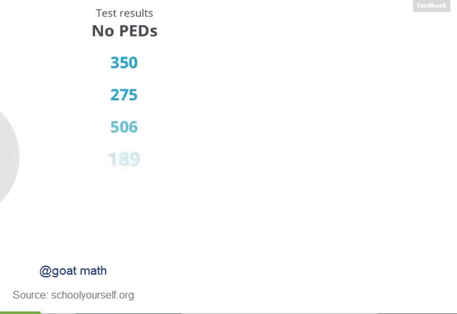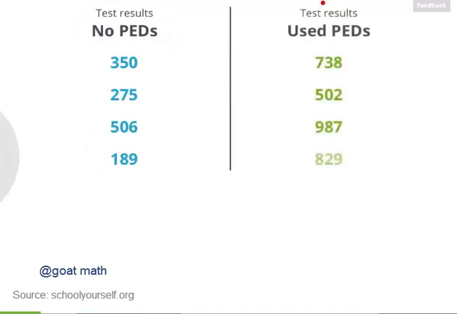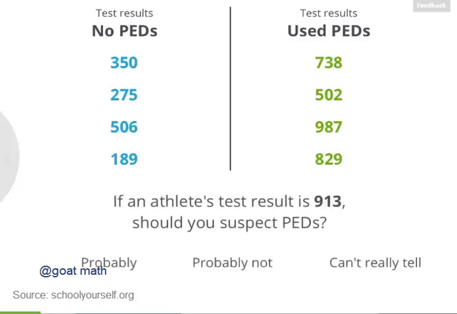Well, suppose you develop a new test for PEDs. When you test athletes that you know are clean and did not use PEDs, here are some of the results you get. And when you test athletes you know have used PEDs, you get higher numbers. So if another athlete comes in and you don't know if they've used PEDs or not, and their test comes in at 913, should you suspect that they've used PEDs?